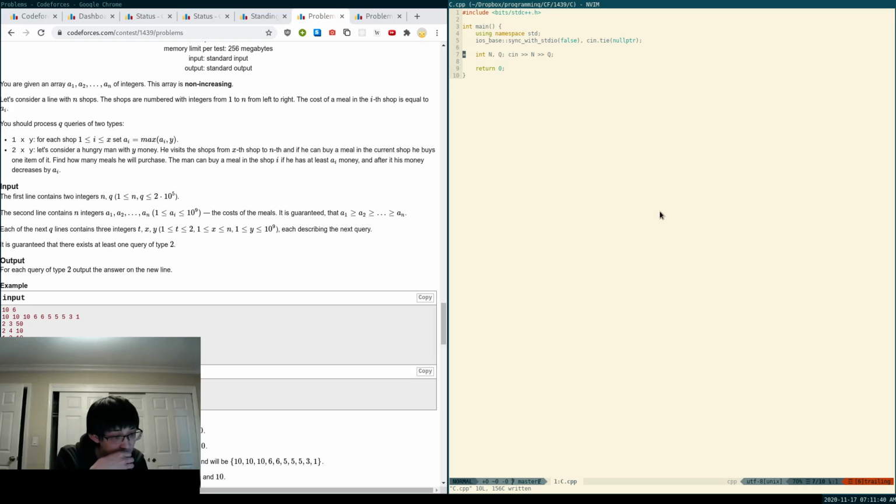The array is non-increasing. So for each shop, set A_i equals max of A_i and Y, from 1 through X, which means that the first X shops get increased. And so it always stays non-increasing. Which means this is just range set.